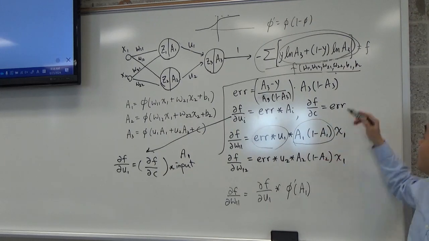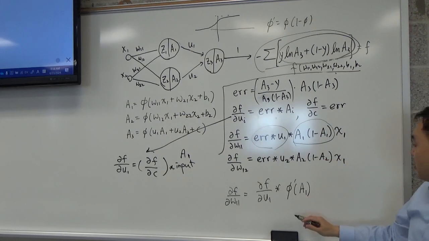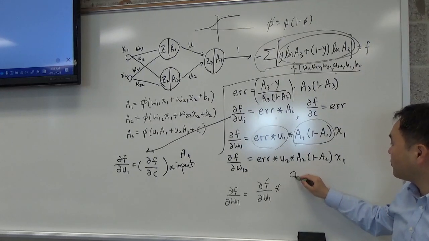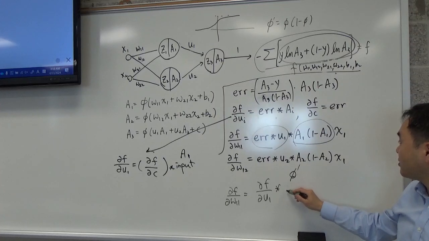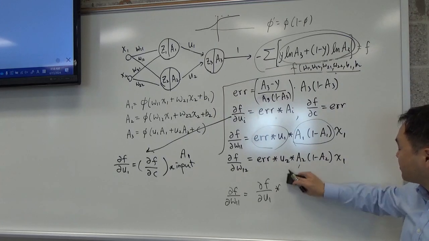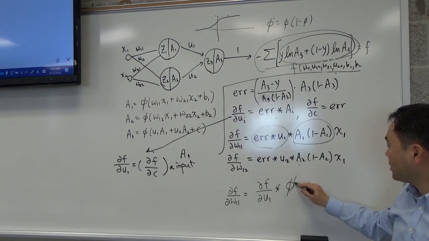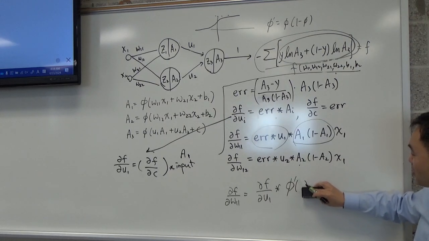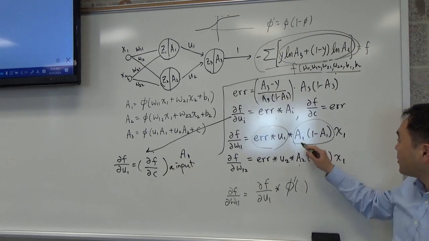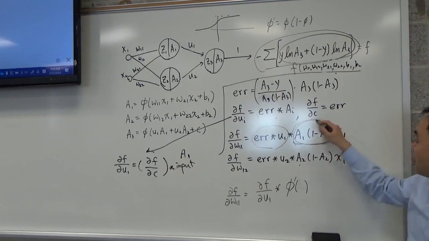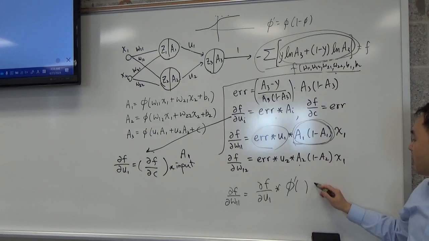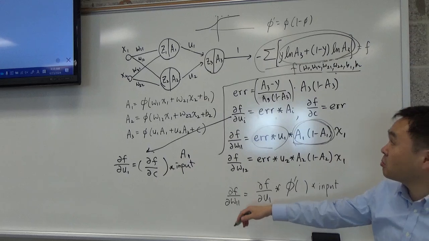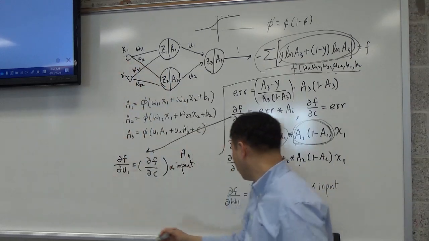So this, see, A1 is phi, sorry, that's not right. Phi prime, which is phi prime of z1, but don't pay too much attention to this one, okay? So this value right here, I'm just saying that this is the value of the derivative, okay? And times the input to this W11, which is x1, right?